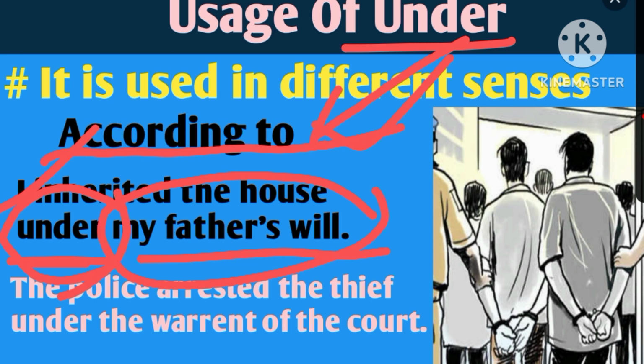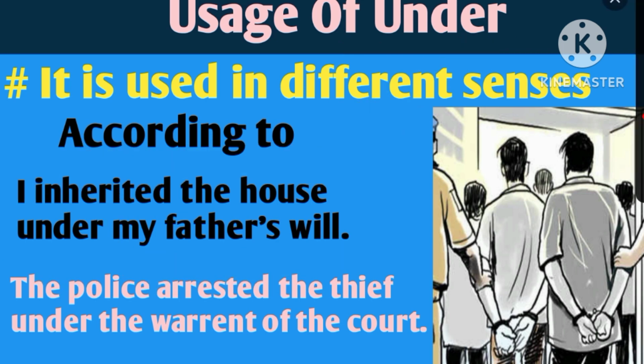In the second sentence, you can see the police arrested the thief under the warrant of the court. Here you can see we have used under, and after that we have used its object, that is a noun. There is also another preposition of, and for that the court is the object. Now here you can see under the warrant, that means we have used the term under as preposition.